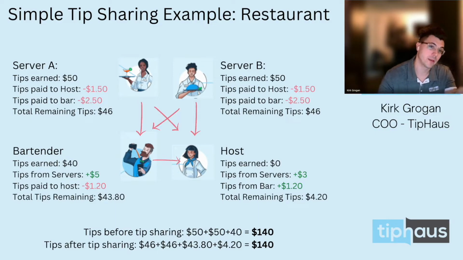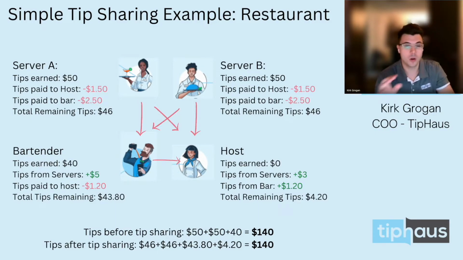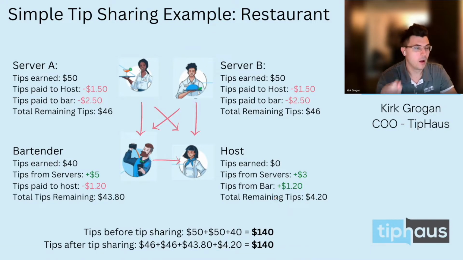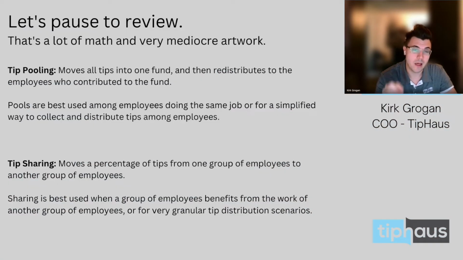Just like with tip pooling, it's important to note when we look at the total, when we add these up, that it's always going to equal 140. No money is lost. It is simply being redistributed. All right, that's a lot of talking, and we've covered a lot of things real quick. So let's take a real quick recap and see exactly what we did and why here.